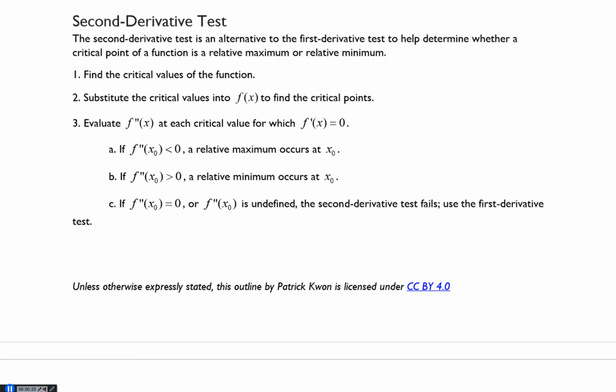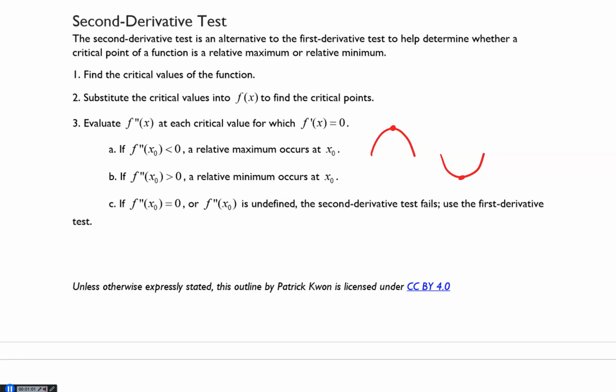3, evaluate f double prime of x at each critical value for which f prime of x is equal to 0. If f double prime of x sub 0 is less than 0, a relative maximum occurs at x sub 0. That's to say, if it's concave down, then we have a relative maximum. Then B says if f double prime of x sub 0 is greater than 0, a relative minimum occurs at x sub 0. So if it's concave up, then we have a relative minimum.